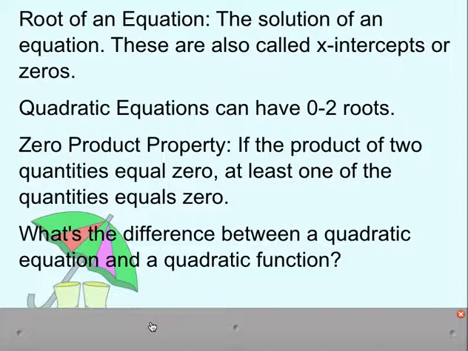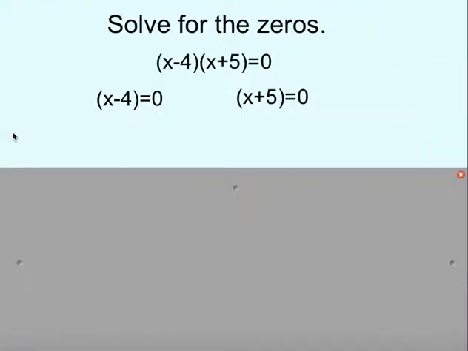So what's the difference between a quadratic equation and a quadratic function? A simple answer to this is how many variables there are. In a quadratic equation, we just have one variable. In a quadratic function, we have two, so we can graph it on a coordinate plane and find the actual x-intercepts. So let's practice just with a quadratic equation first to understand this.